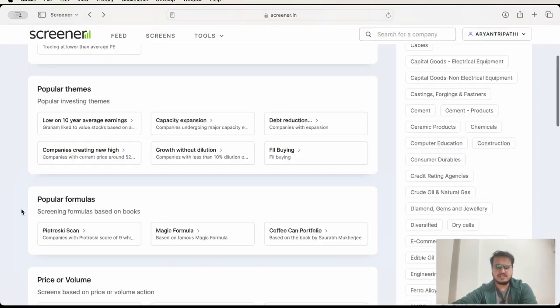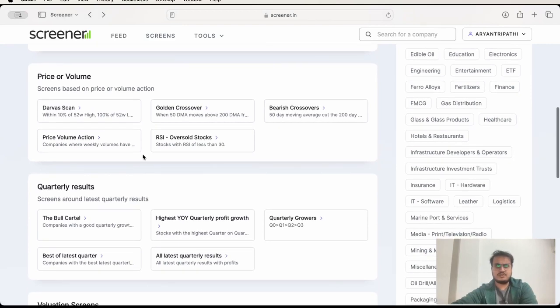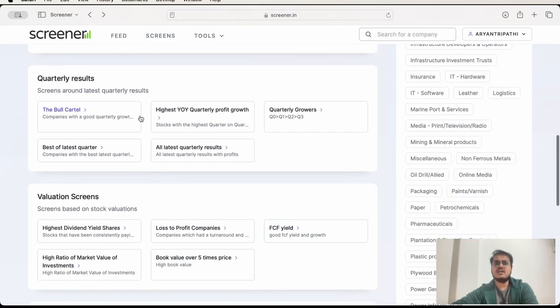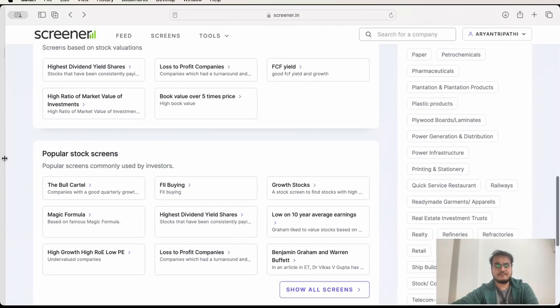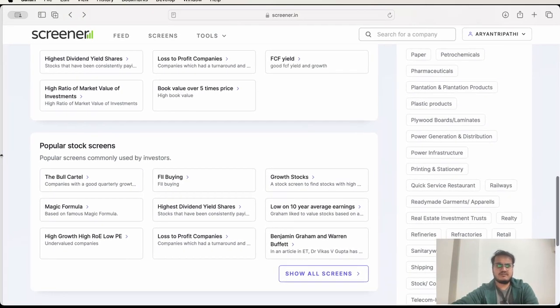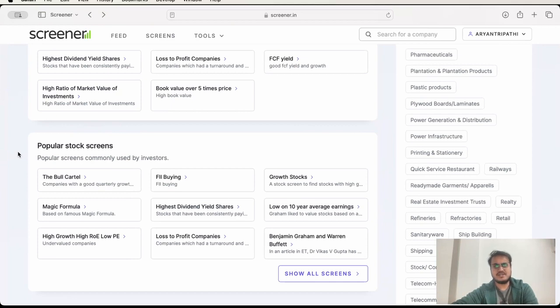Similarly, there are a lot of screens. A few I showed you: bearish crossovers, golden crossover, quarterly results, the bull cartel, which covers all the stocks in a growing phase, where the price is increasing. So we can always go through any of these ready-made screens.